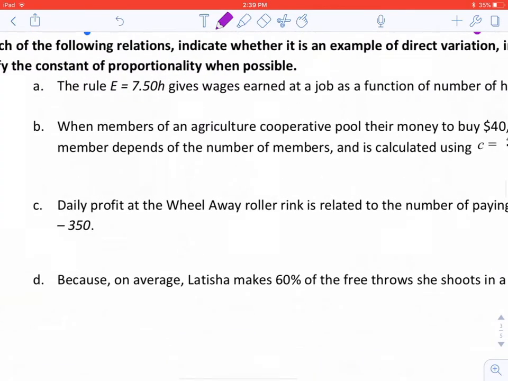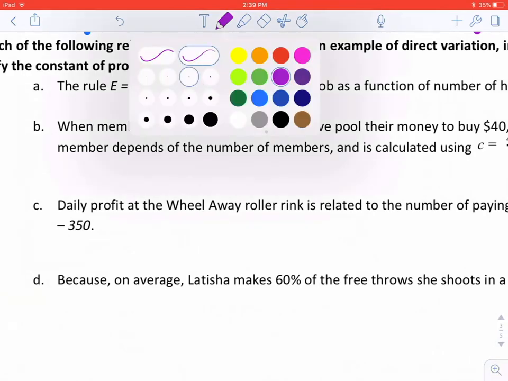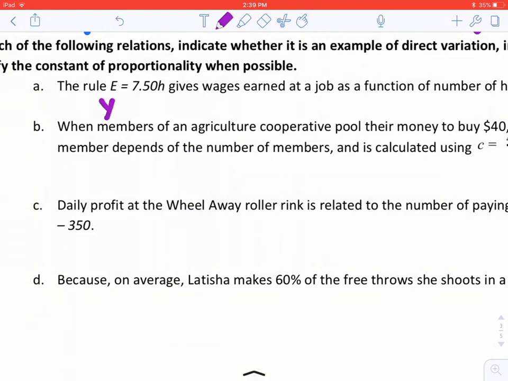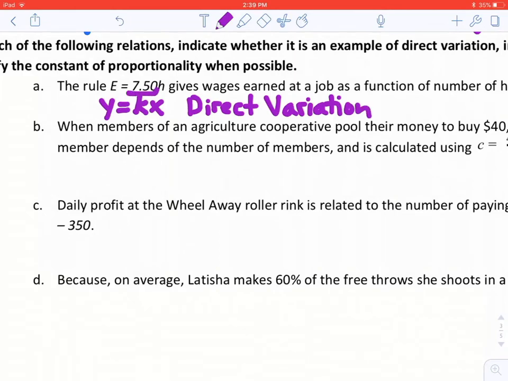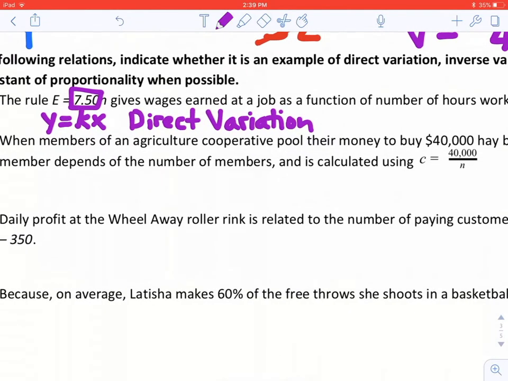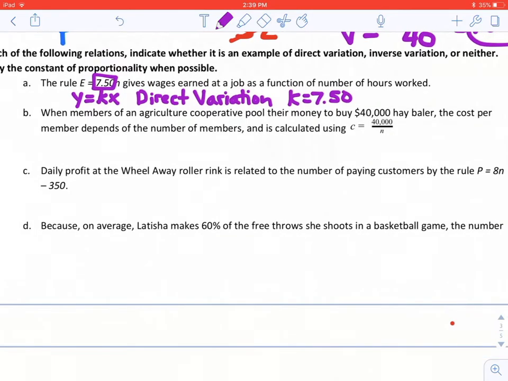You can tell by the look of that equation that it looks like it's in the same form as direct variation. So that would be a quick way to tell that this one is definitely a direct variation. And then the K is really easy to see as well, because that's just right there in the formula they gave you. So K would equal 7.50, which I'm guessing is $7.50.